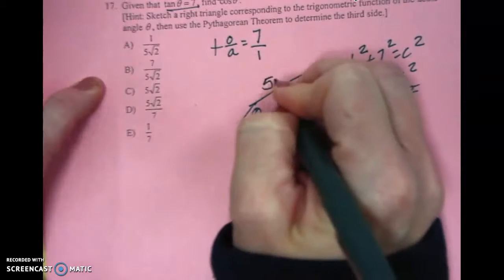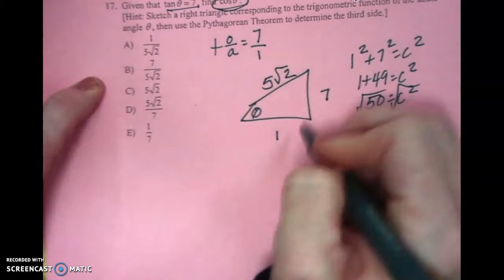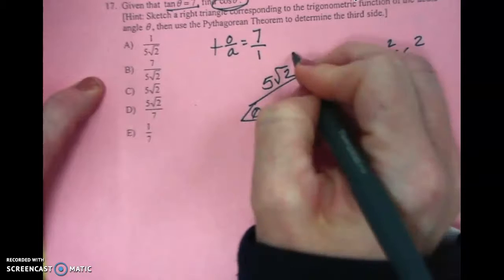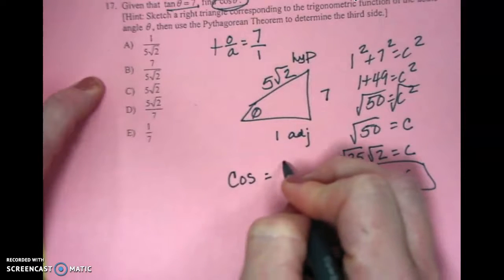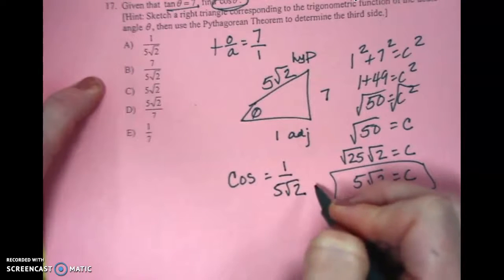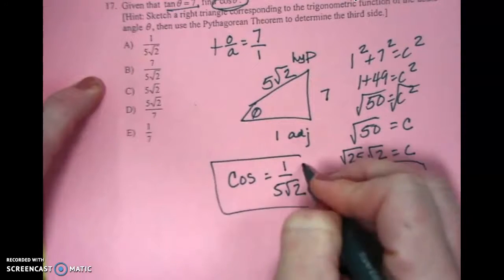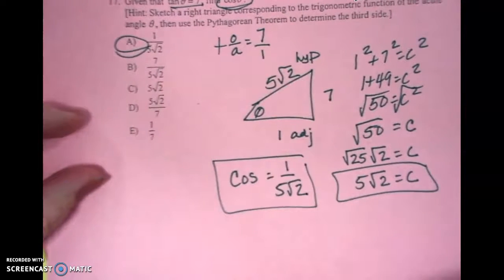Now that I finished my triangle, it says find the cosine. The cosine is CAH, adjacent over hypotenuse, so the cosine is 1 over 5 square roots of 2. Again, normally we wouldn't leave it like this, but for the final, you do not have to rationalize.